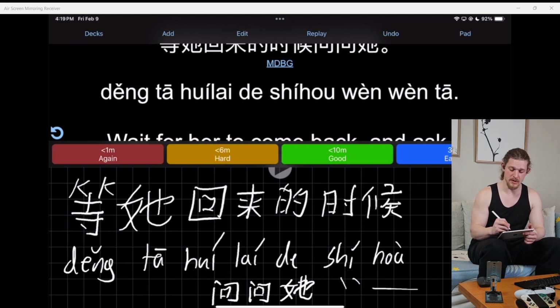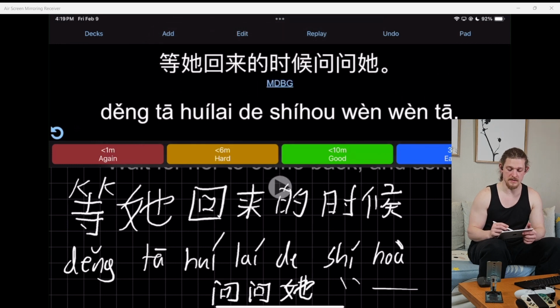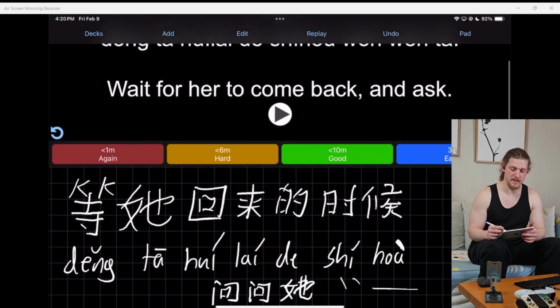So here it doesn't show an asterisk for any sort of tone. That means since it's being used right here for shihou, the tone doesn't really matter all that much. The tone that only matters is the first one. But generally, I pronounce it with a fourth tone, shihou. 等他回来的时候问问他。And I think that's probably what most people tend to do based on my experience.